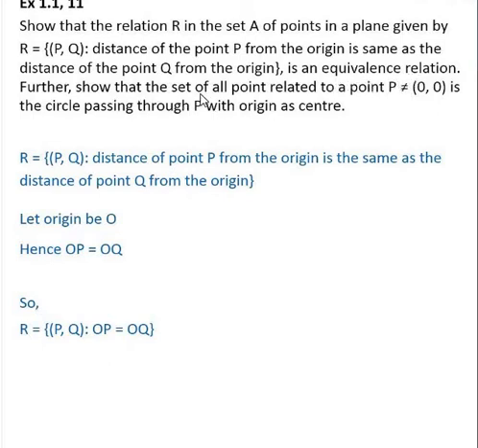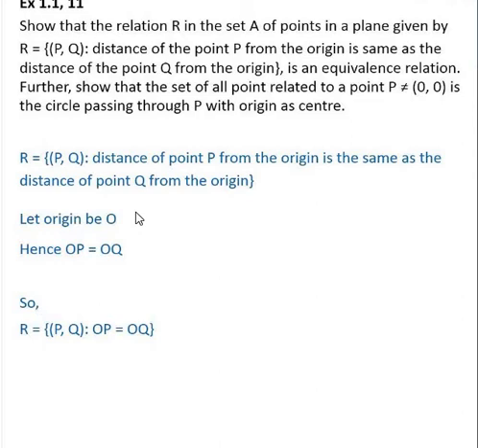Now further show that the set of all the points related to a point P which is not the origin is the circle passing through P with the origin as the center. So that we will discuss later on. First of all, let us solve the first part of the problem. Let us consider R equals (P, Q), where the distance of point P from the origin is the same as the distance of point Q from the origin.